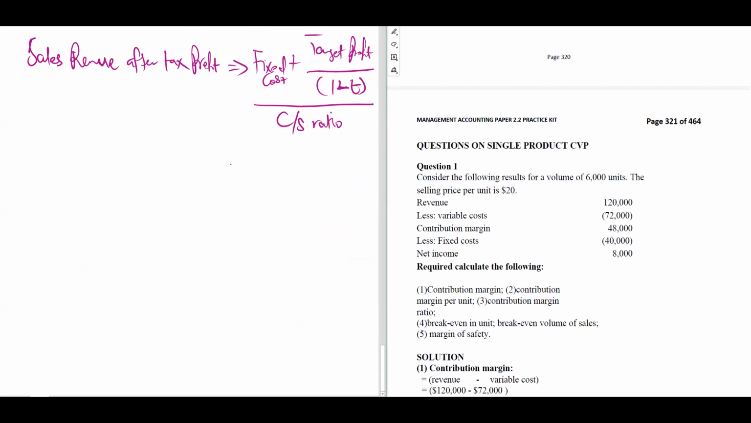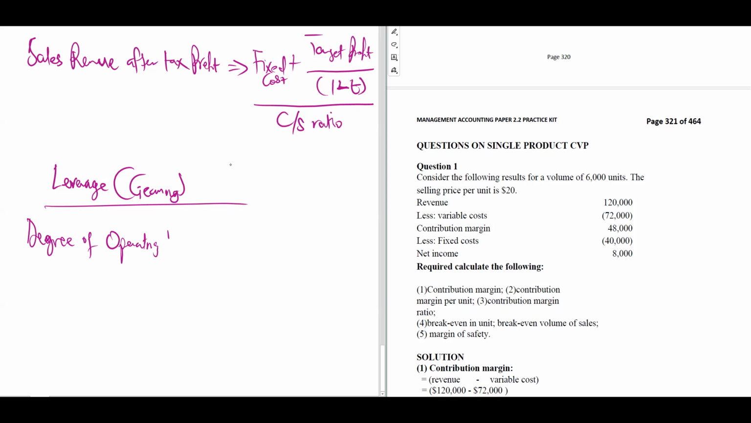And then we come to leverage. Leverage, or what we call gearing, tells you how effectively you use fixed cost in your business. So first, I'm going to talk about what we call the degree of operating leverage. The degree of operating leverage is simply how you utilize your fixed costs to make profit. You can have this in a single period, okay?